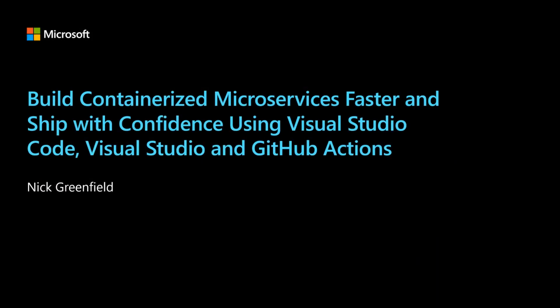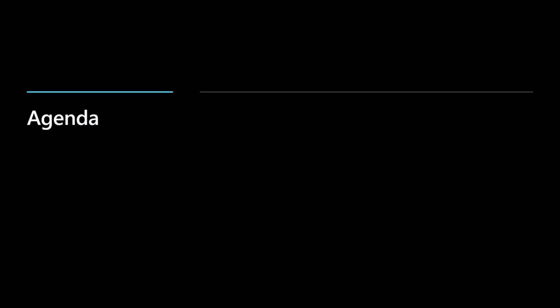Today, I'm going to be talking to you about how you can build containerized microservices faster and ship with confidence using Visual Studio, Visual Studio Code, and GitHub Actions. Since microservices and Kubernetes are such a trending topic right now with application architecture, I'll start off by providing a brief overview of what they are and the benefits of combining the two.